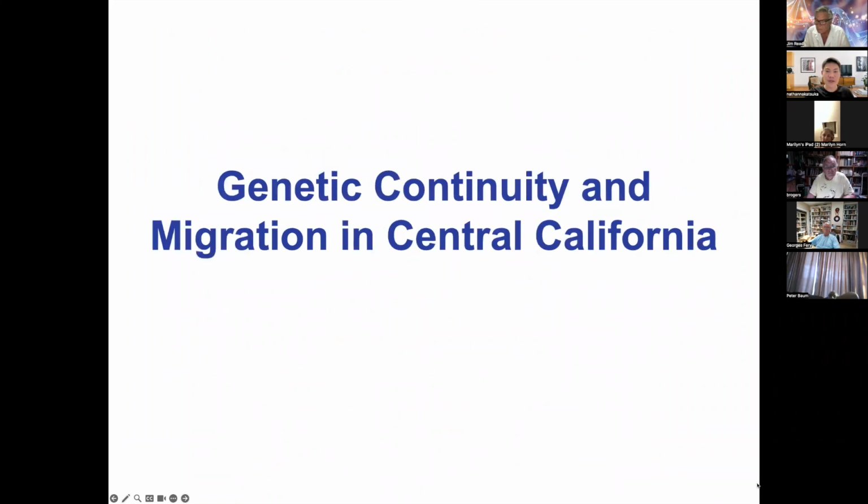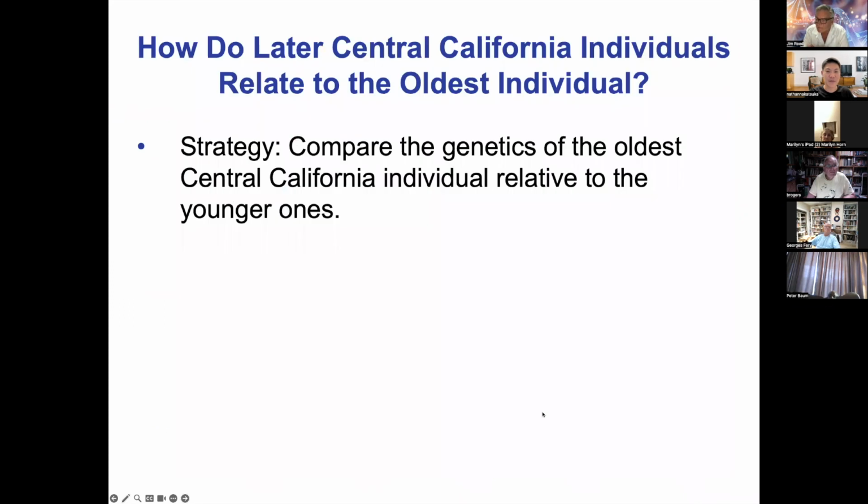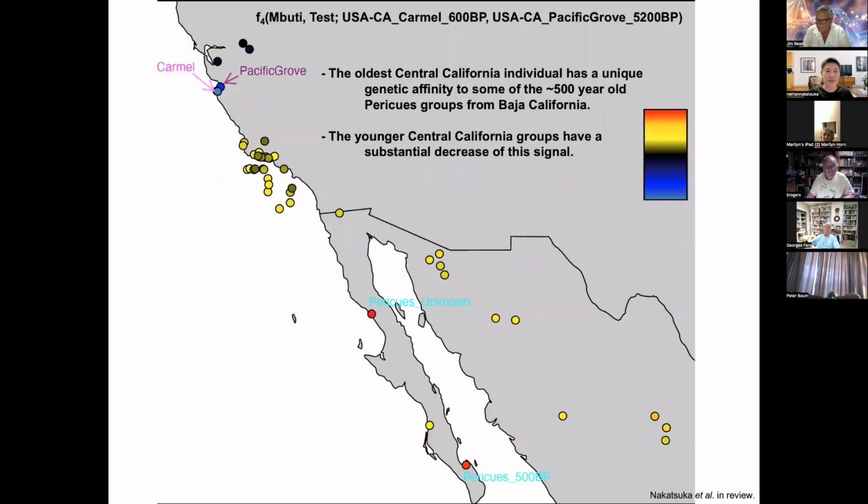So now I'll talk about some of the population changes that happened in Central California. As a reminder, here are where the ancient individuals from Central California in our study lived. Most of them are on the coast, but we also have some individuals from inland in Calaveras County. So to assess what happened in Central California, we did our standard strategy of comparing the oldest Central California individual relative to the younger ones.